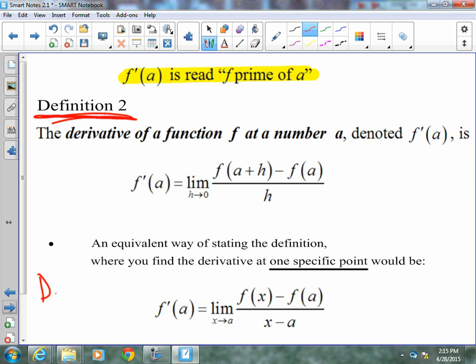Now, this was definition 1, and I mention it here because that is an equivalent way of stating the definition of a derivative. It would be the derivative at one specific point, but that's going to be falling by the wayside, and definition 1 is going to be the route we take because we can find multiple derivative values at different points with doing the algebra once rather than doing the whole process for each point that we want.